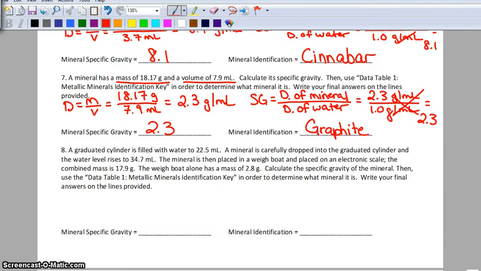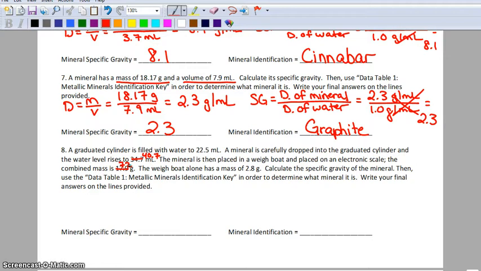All right. A graduated cylinder is filled with water to 22.5 milliliters. A mineral is carefully dropped into the graduated cylinder and the water level rises to 40.7 milliliters. And that is the water displacement method. You will be doing this with your lab. The mineral is then placed in a weighboat and placed on an electric scale. The combined mass is 72 grams. The weighboat alone has a mass of 2.8 grams. You will also be finding the mass of the mineral this way during your specific gravity lab.